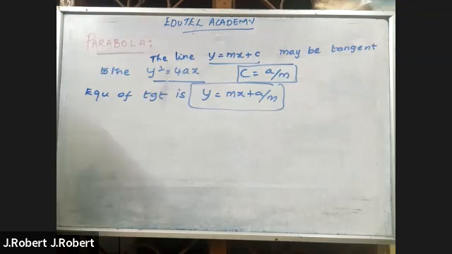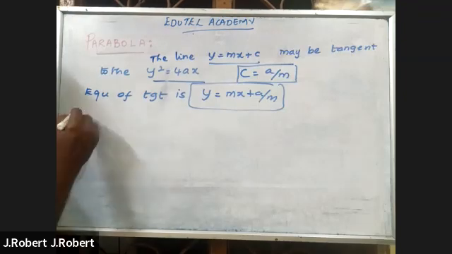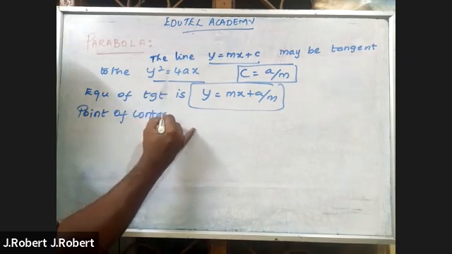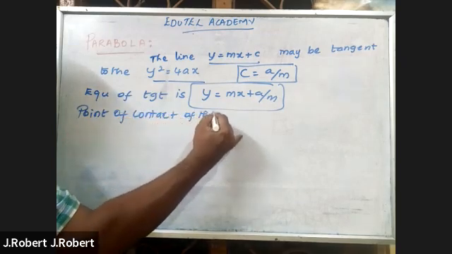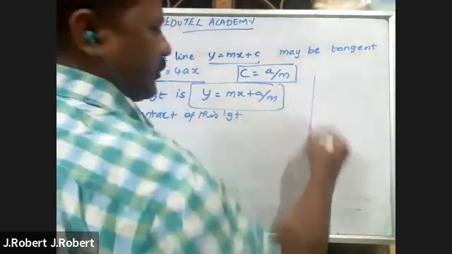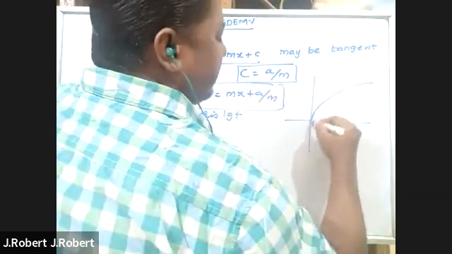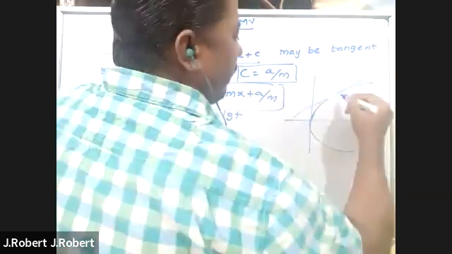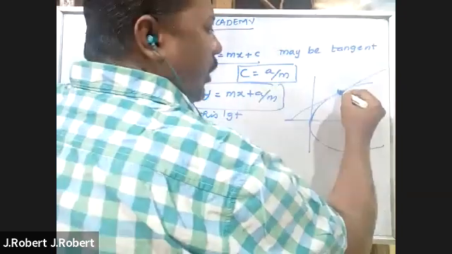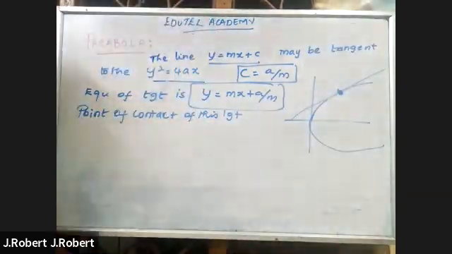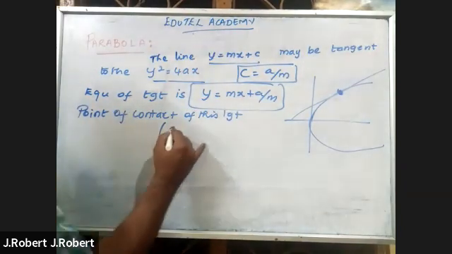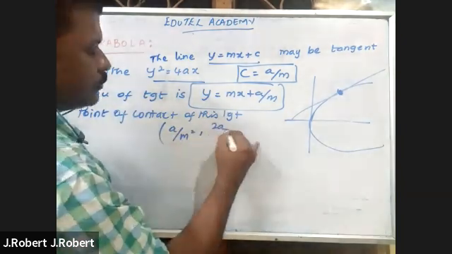Next, the point of contact of this tangent. What is the meaning of tangent? Whenever a line touches the curve, here a parabola, it is called a tangent. The point where the tangent meets the parabola is the point of contact. That point of contact is given by the formula (a by m squared, 2a by m).